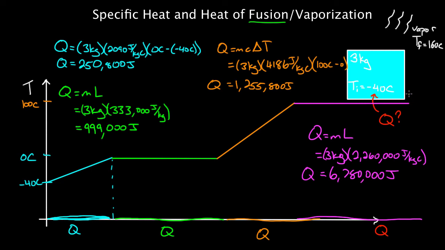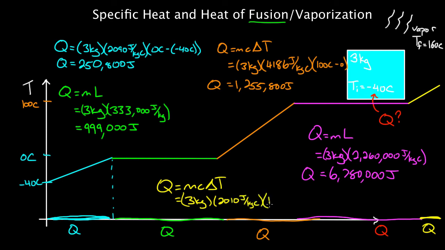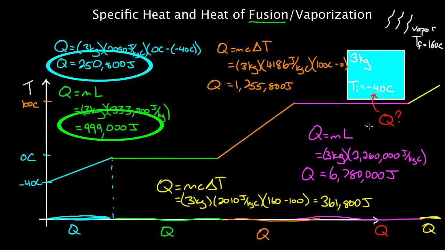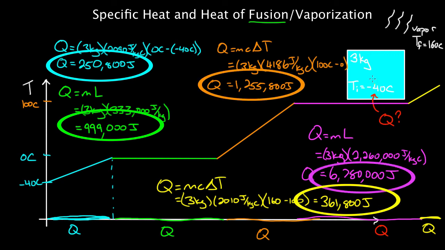And we've got one more step to go. We've got to turn this vapor at 100 into vapor at 160. We've got to do one more MC delta T. The mass of the steam is 3 kilograms. The specific heat of steam is about 2010. The final temperature is 160. The initial temperature was 100, which gives us 361,800 joules. That's how much heat it would take to get this ice cube at -40 into vapor at 160.